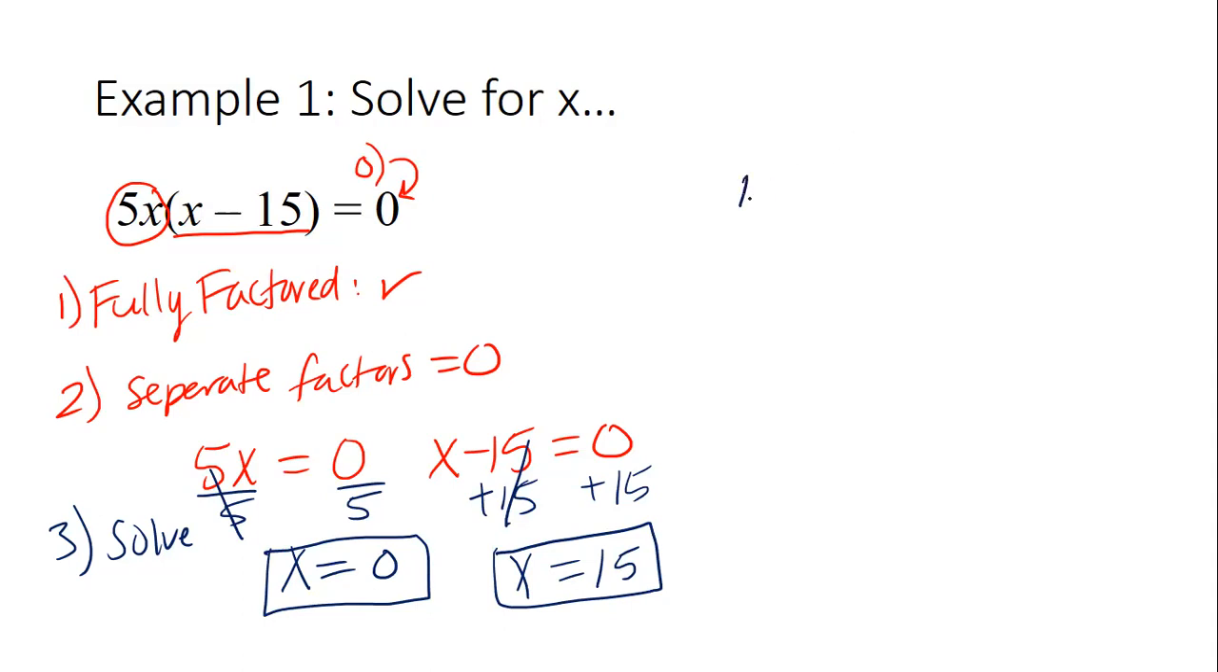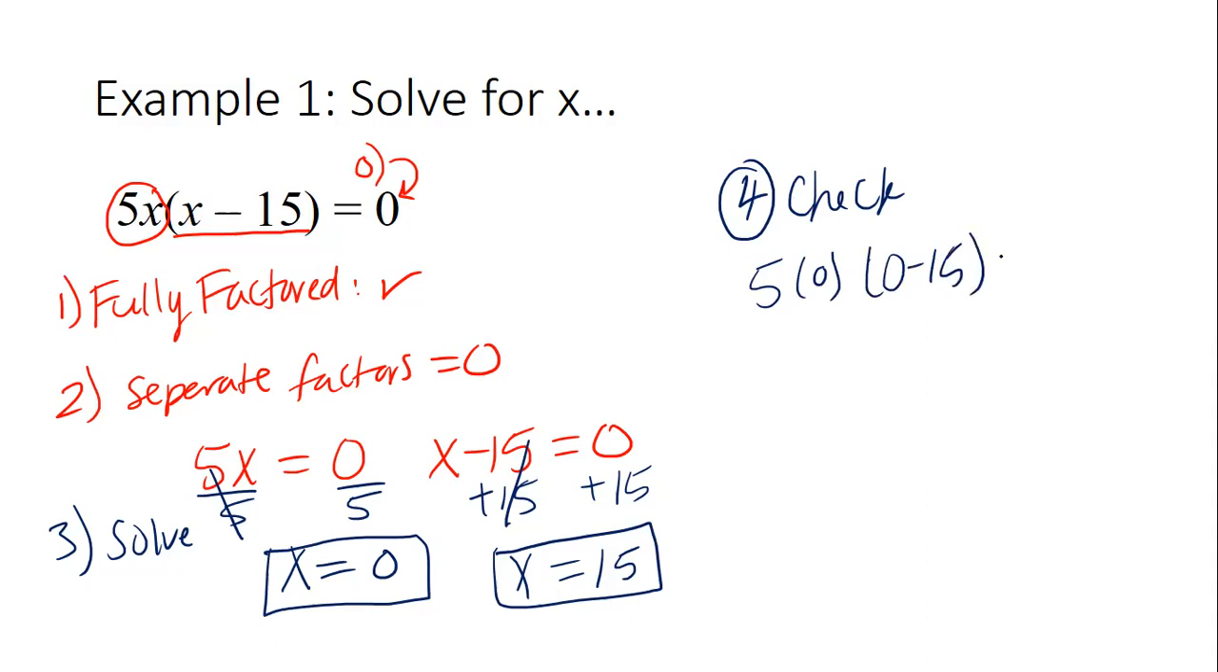All right, when you're done, you have the option to check yourself. If you're like, oh, I'm not sure if I did it right, you're going to take what you got and plug it back into the original. You either can do it out loud or you can write it out. So if I'm checking 0, if I take 0 and I substitute it back in, this is going to equal 0, because 5 times 0 is 0, and 0 times anything is 0.